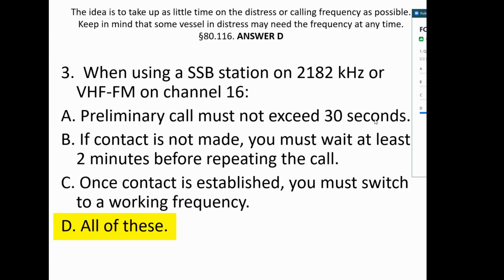The idea is to take up as little time on the distress or calling frequency as possible. Keep in mind that some vessel in distress may need the frequency at any time.